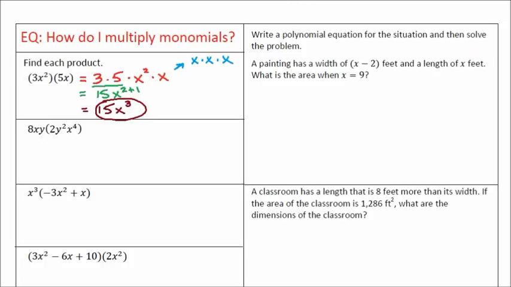Let's do another one so you can see this happen again. 8xy, that's a monomial, times 2y squared x to the fourth, that's a monomial. Let's multiply these together. I'm going to reorder these terms. Let's put the constants in front. Now I'm going to put all my x terms next. We've got an x, and we've got an x to the fourth, and then we have a y, and we have a y squared.